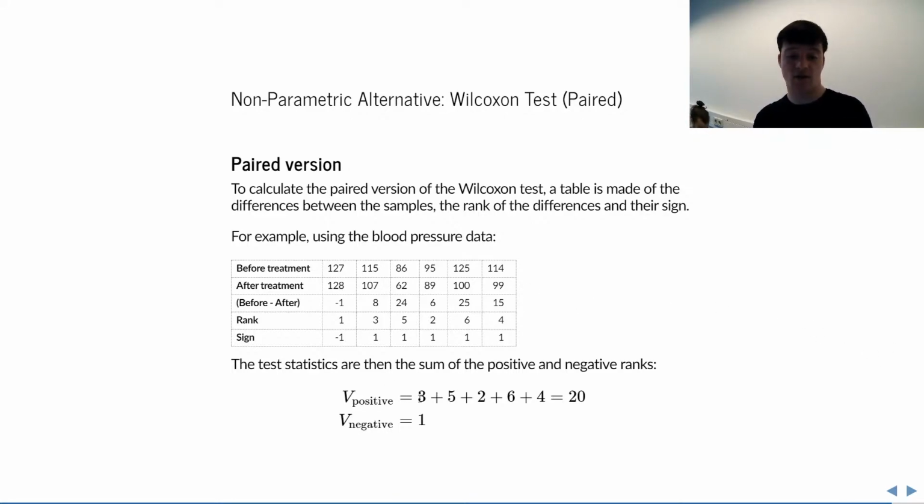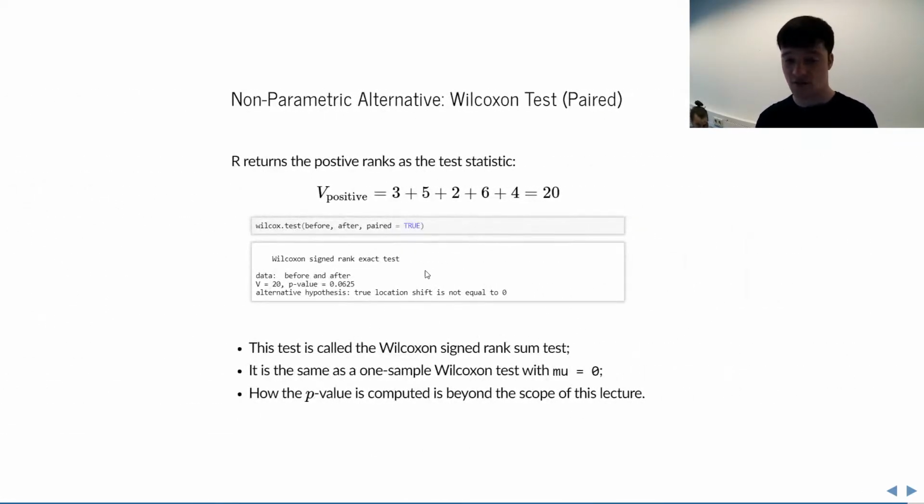So you just add all the positive ranks, and you add all the negative ranks, and we call it V because W was already taken. And again, we have this value. We use it in some way that I'm not going to explain, that calculates the p-value. Here we see V equals 20, so that's exactly what we saw over here. And you get a p-value.